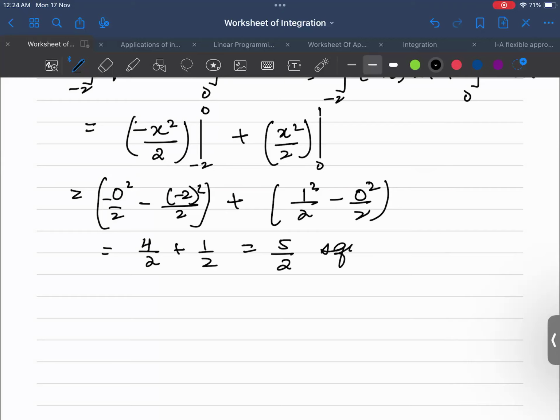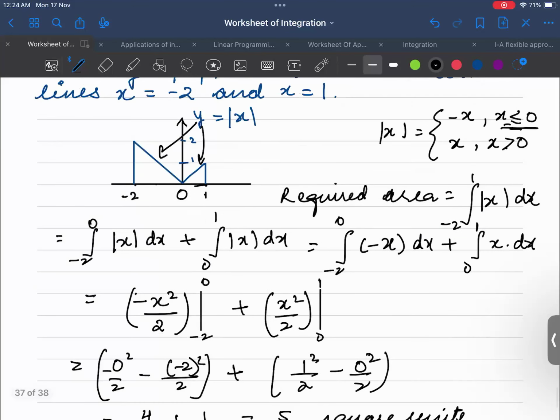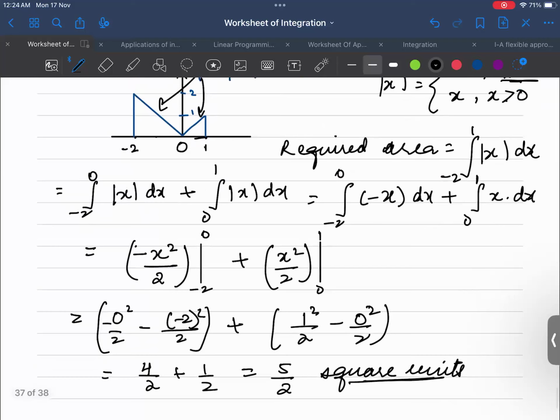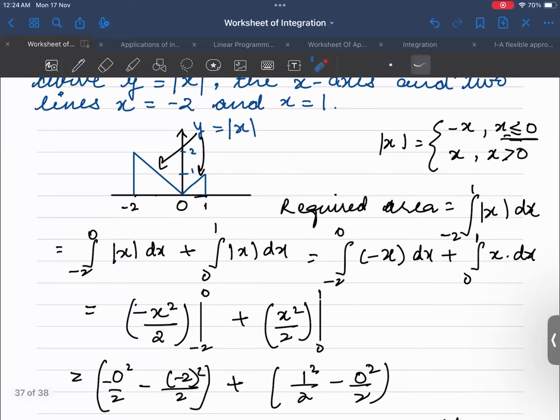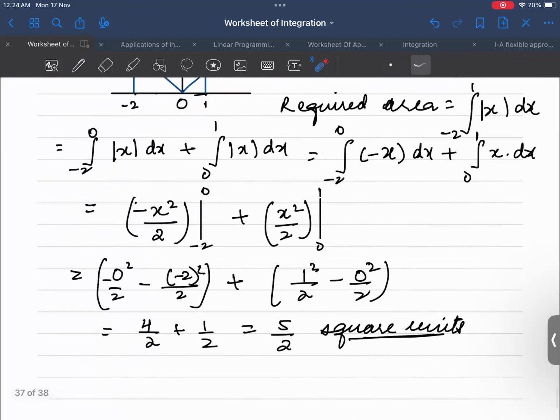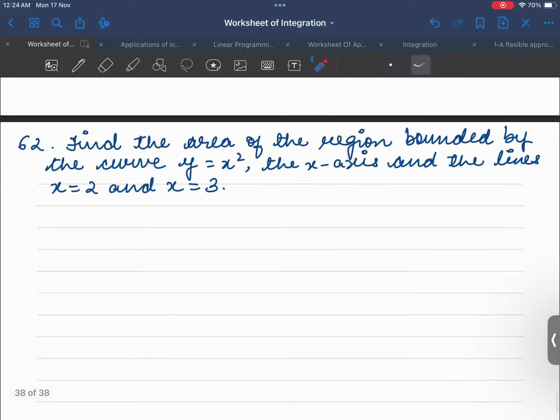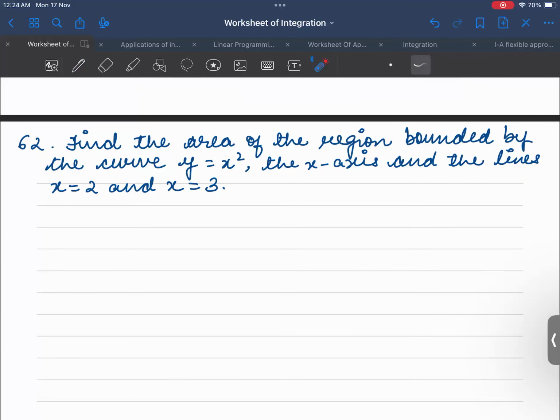Whatever square units. Why square units? Because it is area. So we can say the area required is 5 by 2 square units. I think it's clear. Okay, let's do the last question.